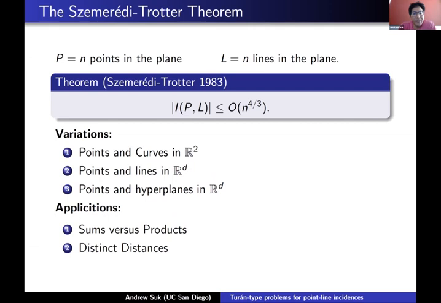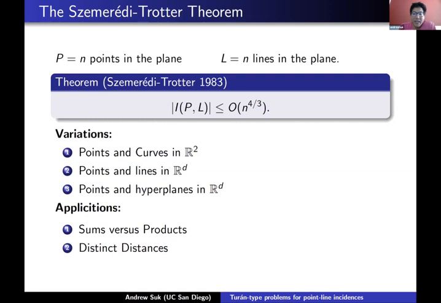This Szemerédi-Trotter theorem over the past 10 to 15 years has received a lot of attention due to its wide range of applications, such as to the sums versus product problem and to the distinct distances problem. Many people have looked at many variations of the theorem. For example, people are interested in bounding the number of incidences between points and curves in the plane, say bounded degree curves. People are also interested in bounding the number of incidences between points and lines in higher dimensions.